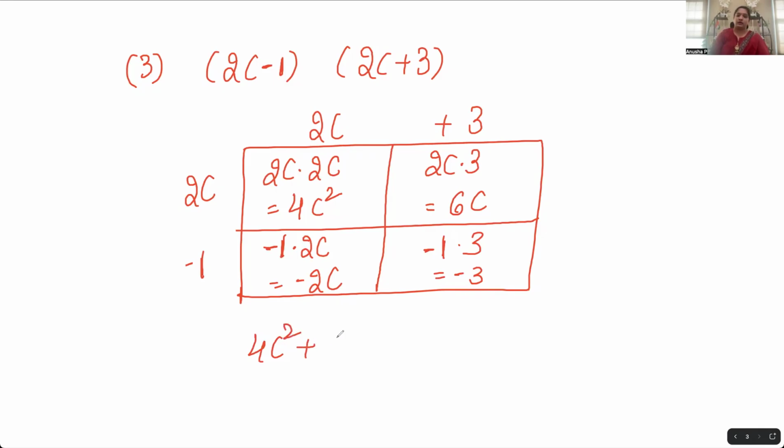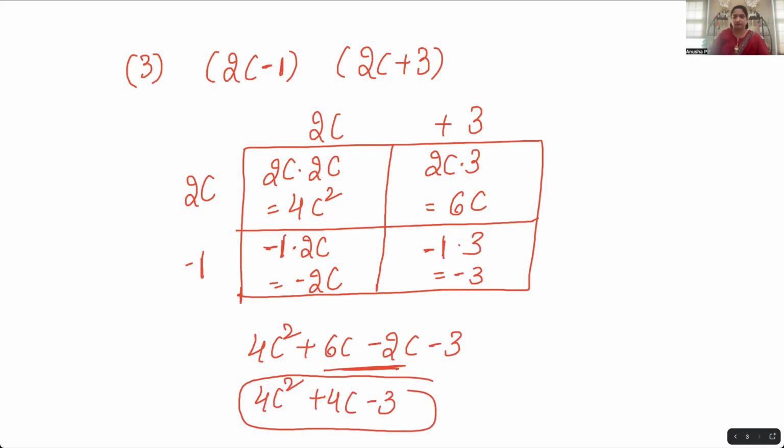Now 4c squared plus 6c minus 2c minus 3. We are combining the like terms. So 6c minus 2c is 4c, and then minus 3. Here we have three terms, so it is also called a trinomial. And the degree is 2, which is quadratic. The leading coefficient is 4. Constant is minus 3. If you have a doubt, you can watch my previous videos.